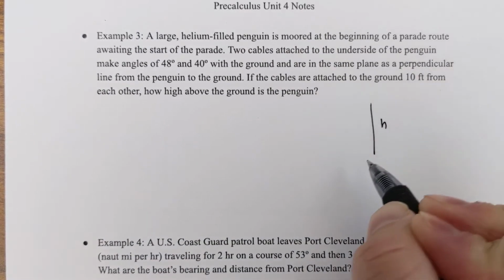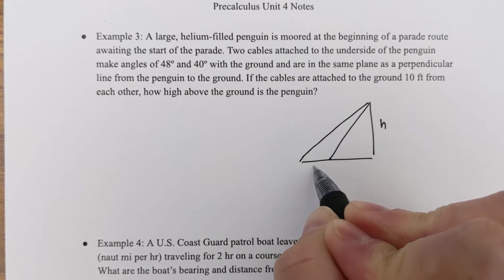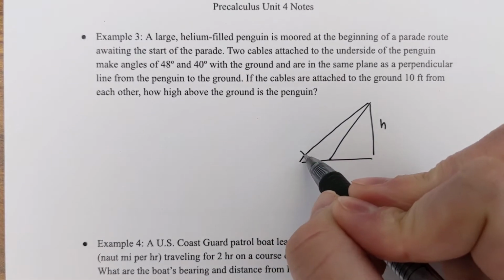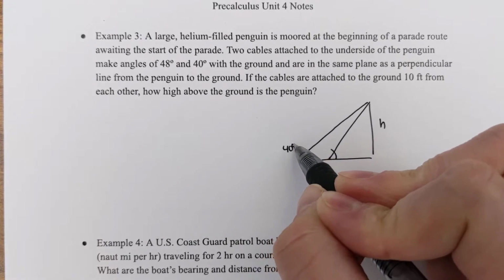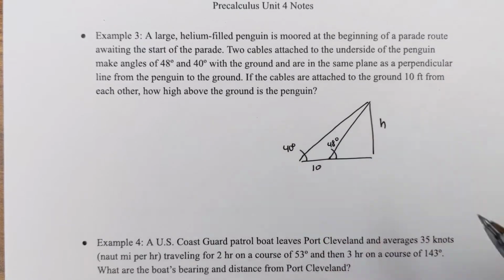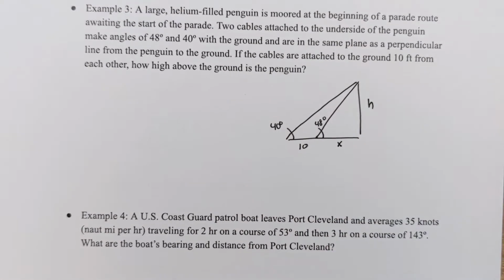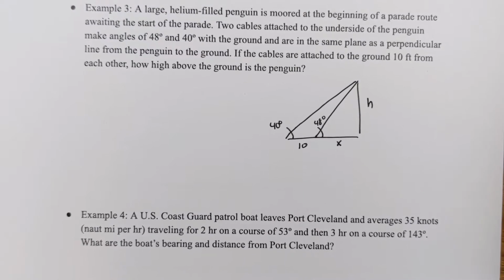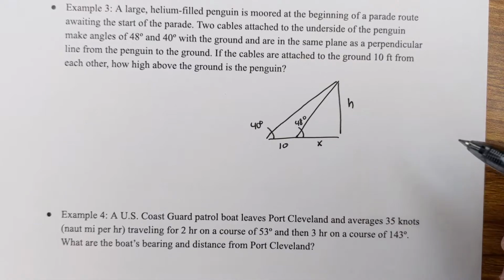So I'm finding height. Essentially what I've got is this scenario. That's 10, this angle, and this angle. This one's going to be the more shallow angle, that's 40 degrees. It's farther away, so it has to be less. That's 48 degrees. And this is some unknown distance. I don't know how far out from underneath my things are tied, but I can still build some equations.